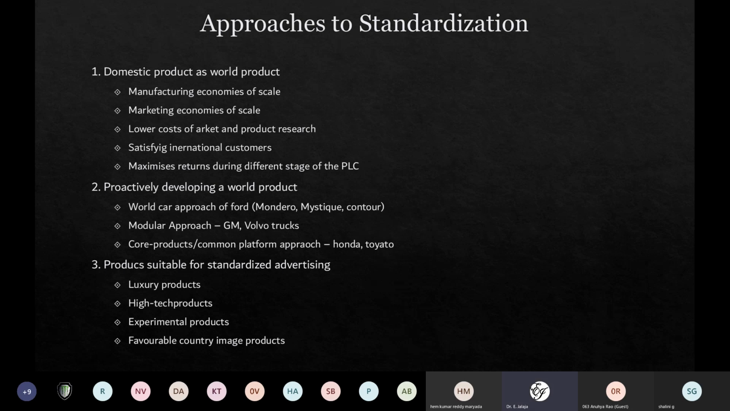Okay, so whether it is an experimental product, yes, sometimes even they have experimental products. They wanted to experiment, they wanted to test the water. And sometimes if you don't want to take any risk, introduce your product which is the favorite of that nation. That's the reason, last point, favorable country image product. Whatever that country image is, you go along with it. So these are some of the approaches you have for standardization.